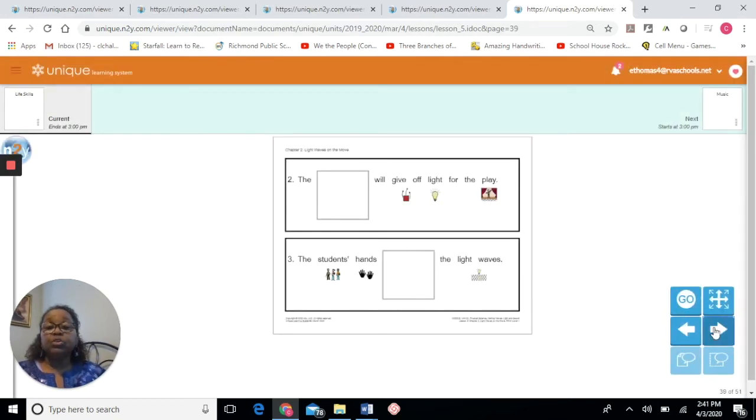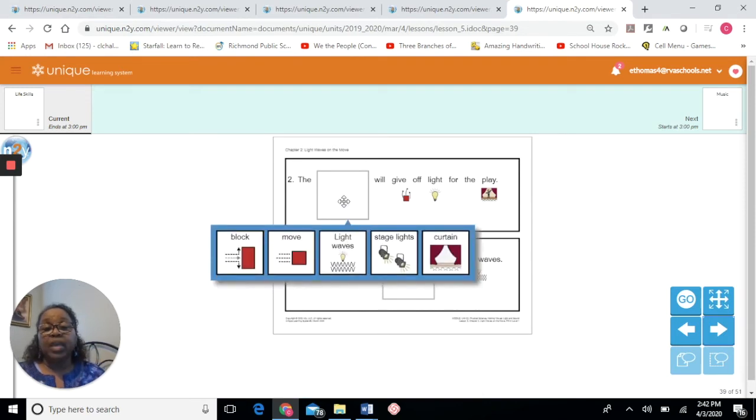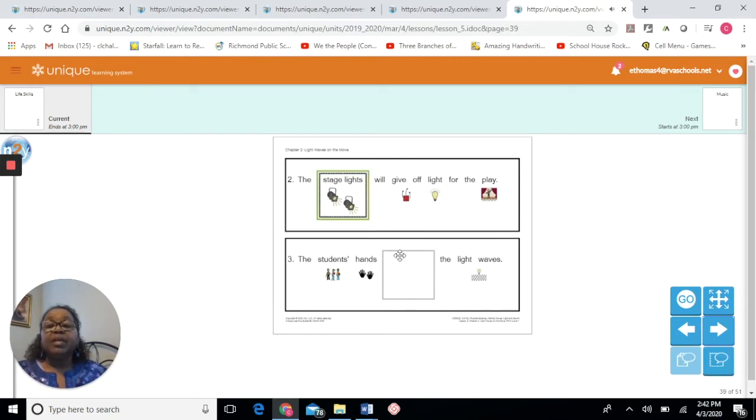Next question, number 2. The blank will give off light for the play. Now, we're talking about the play. Let's see what possible answers we have. The block, move, light waves, stage lights, curtain. Since we're talking about the stage play and we're talking about light, what on the stage will give off light? I'm thinking stage lights. What do you think? Let's give it a try. The stage lights will give off light for the play. That's correct. Excellent.